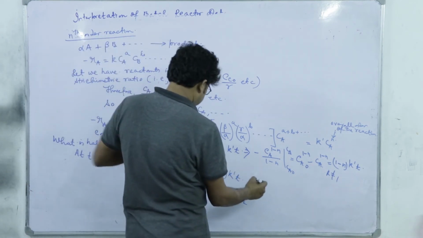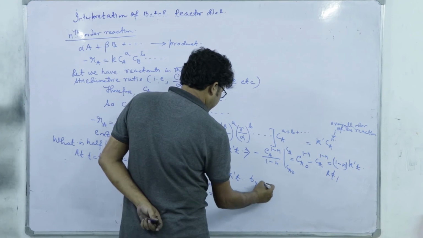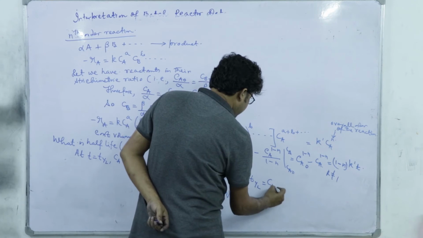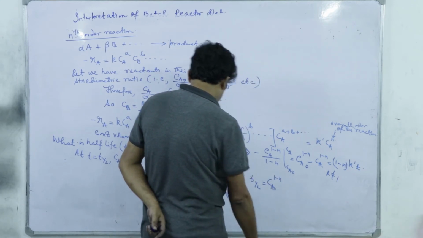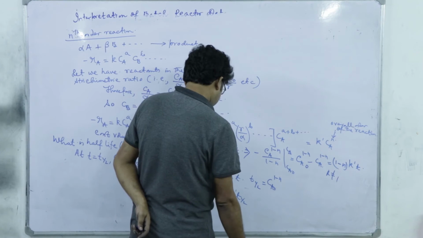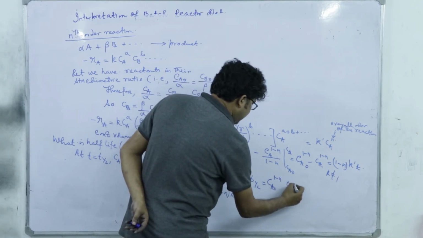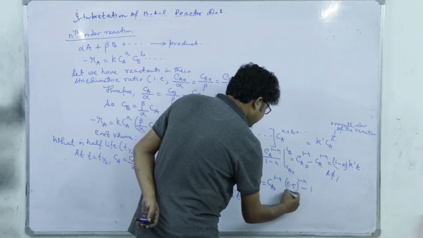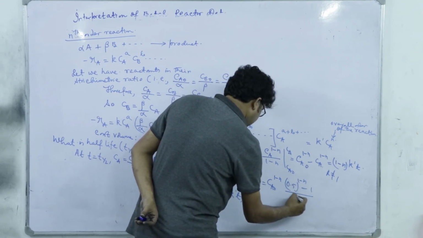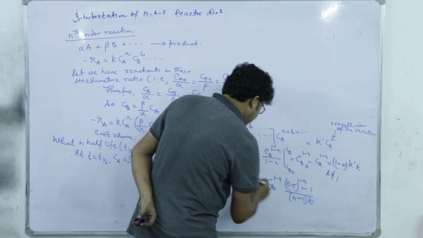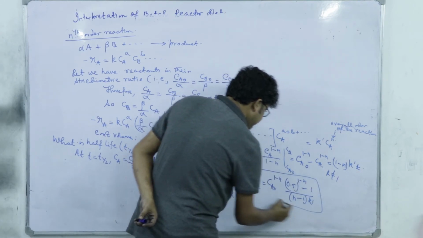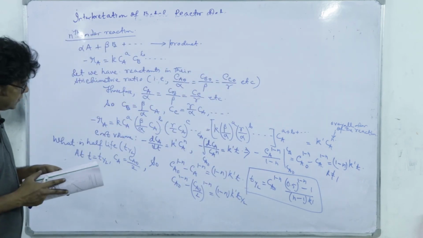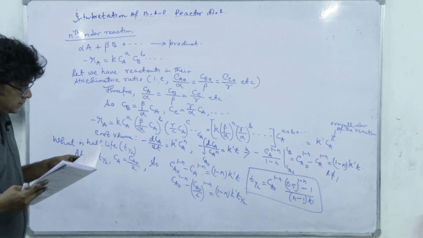So, T half is equal to Ca naught to the power 1 minus n times 0.5 to the power 1 minus n minus 1, divided by n minus 1 into k prime. So, that is the relation between the half-life and concentration.